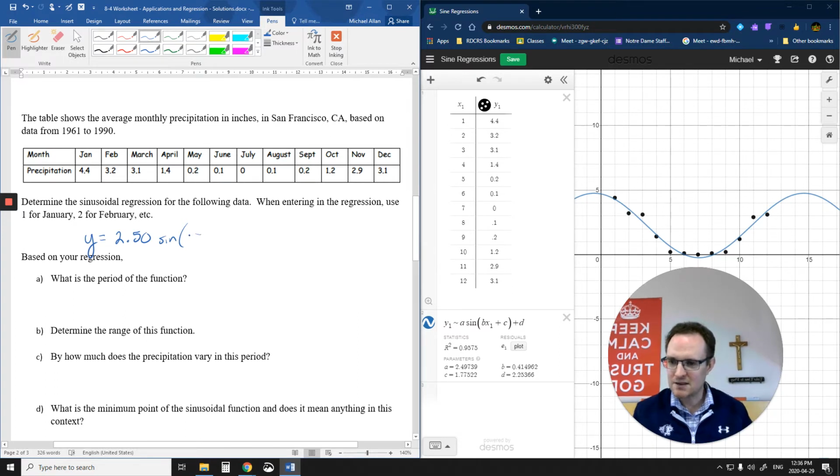My B value, so this is BX, 0.41. Now let's go 41, okay. Plus my C value, 1.78, bracket, plus my D value. Everything's positive here, so that's really nice. Cool. So there is my equation.